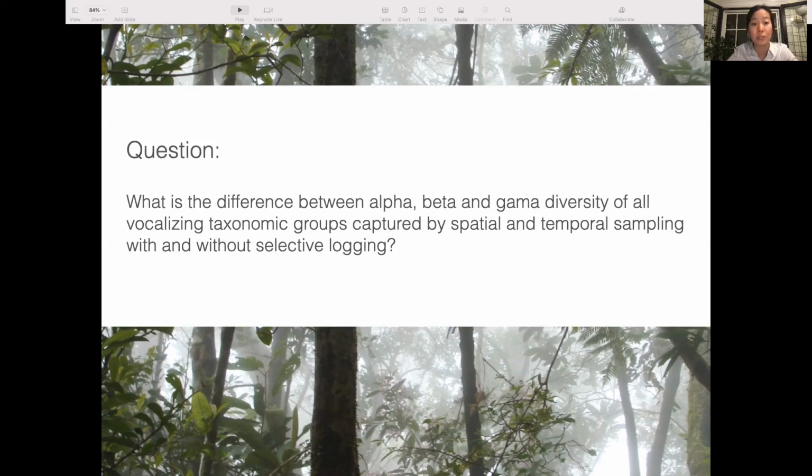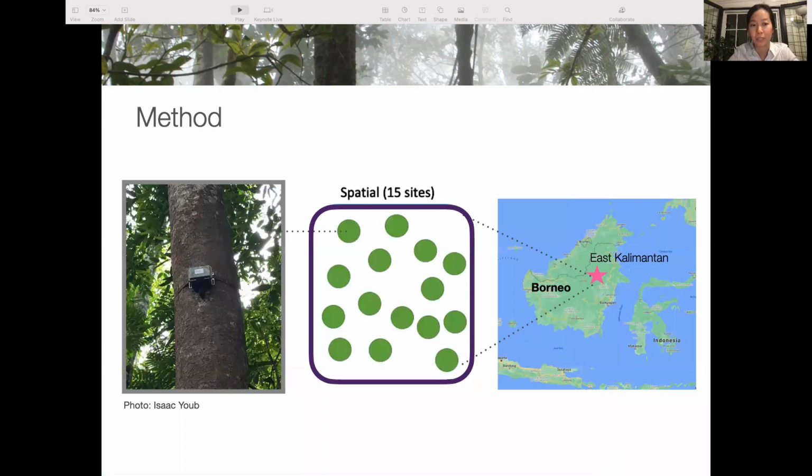What is the difference between alpha, beta, and gamma diversity of all vocalizing taxonomic groups captured by spatial and temporal sampling with and without selective logging? We synchronously recorded all the sounds in a landscape at 15 mature forest sites in East Kalimantan, Indonesia, once a month for an entire year.